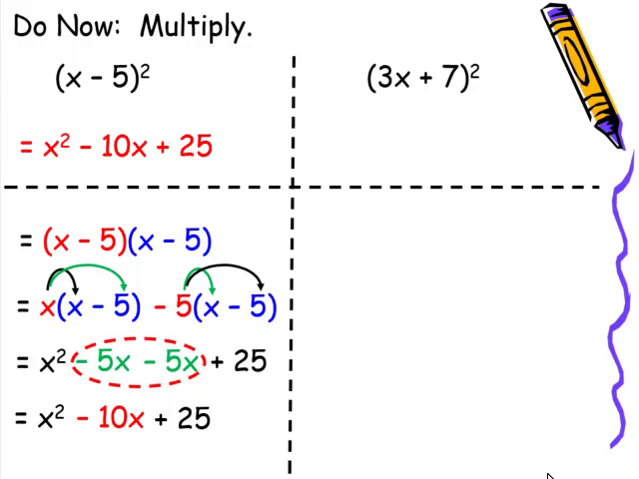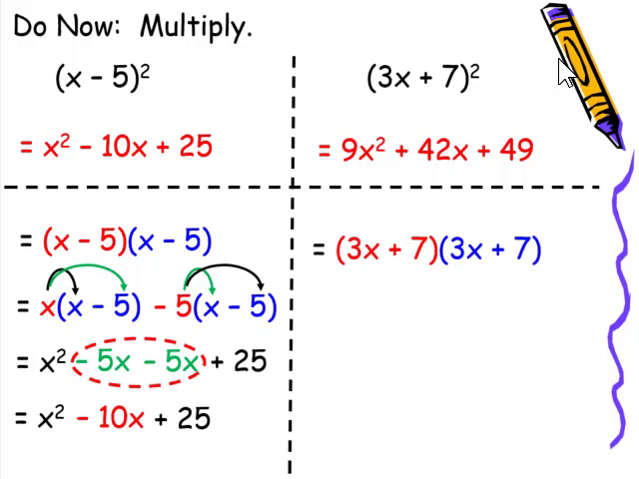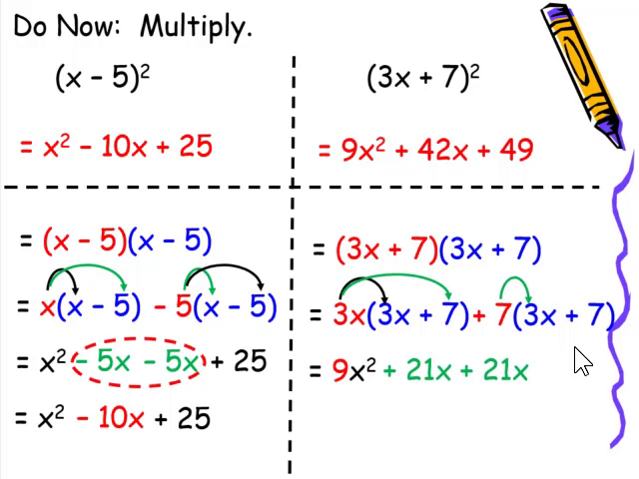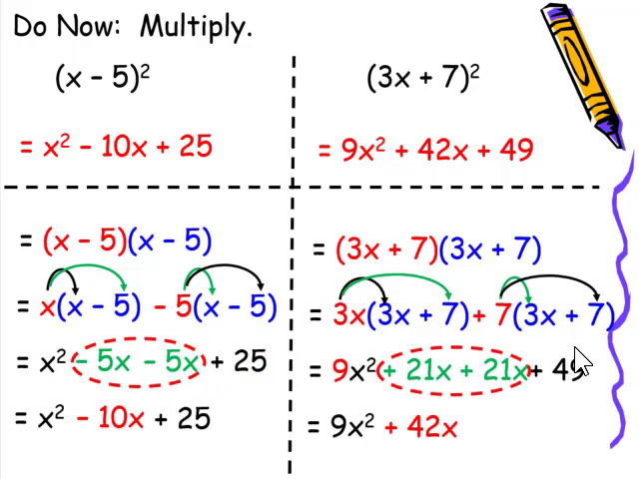Alright. Same thing here. We should know that 3x plus 7 squared is 9x squared plus 42x plus 49. If we needed to show work, we would expand, take the first term in the first binomial and multiply by the entire second binomial, take the second term with the sign, so plus 7, in the first binomial and multiply by the entire second binomial. Distribute. And since the middle terms are like terms, combine those like terms.